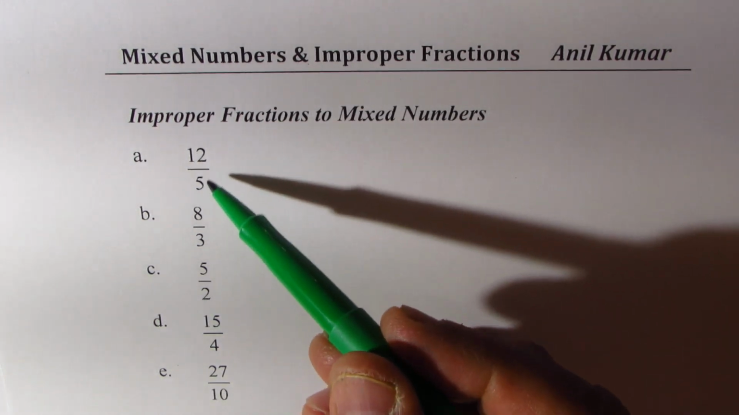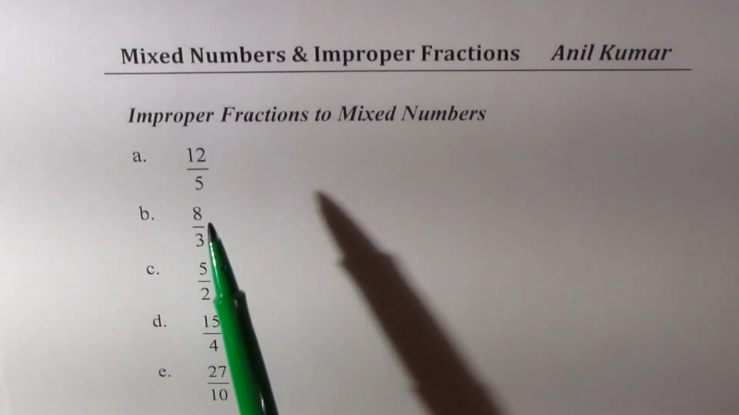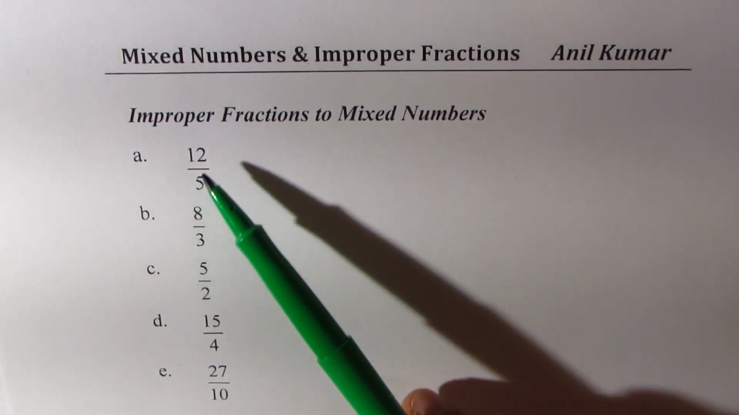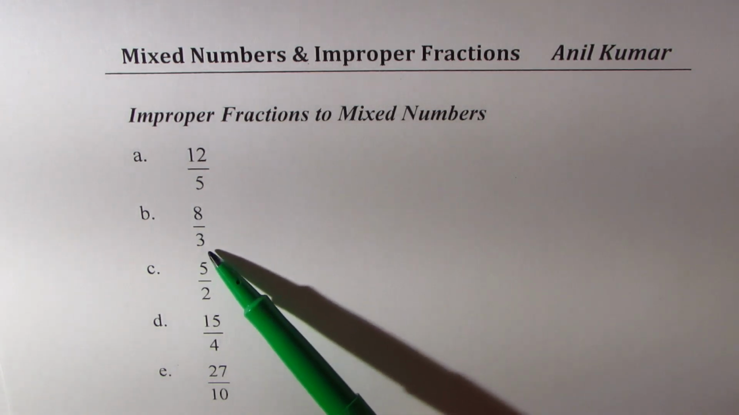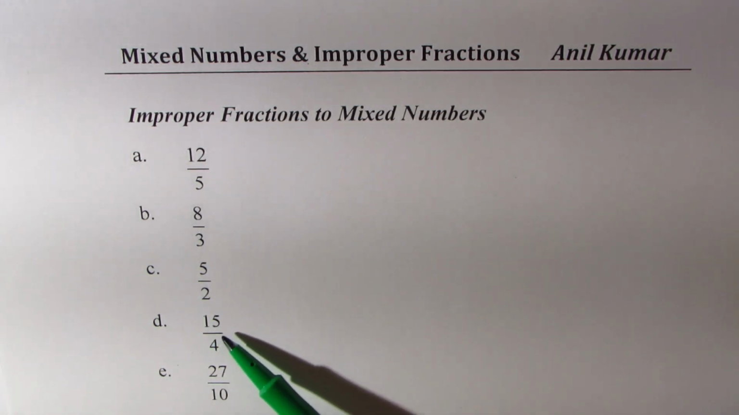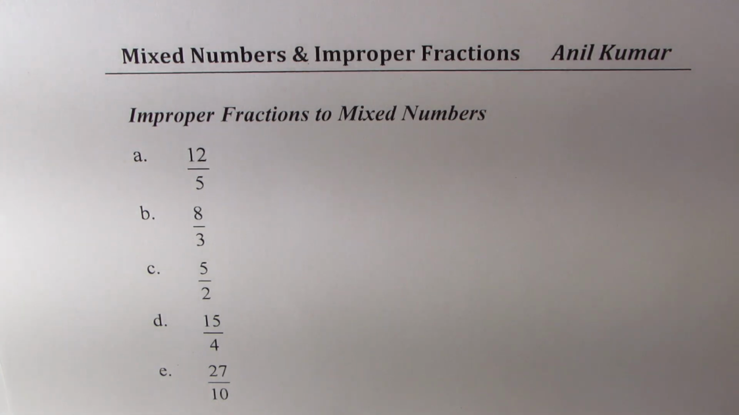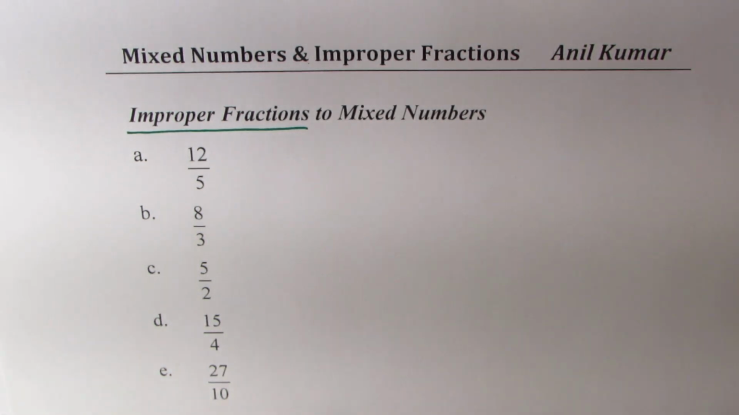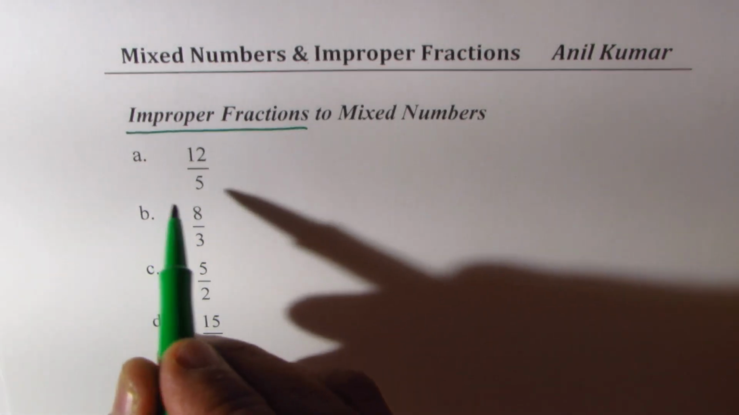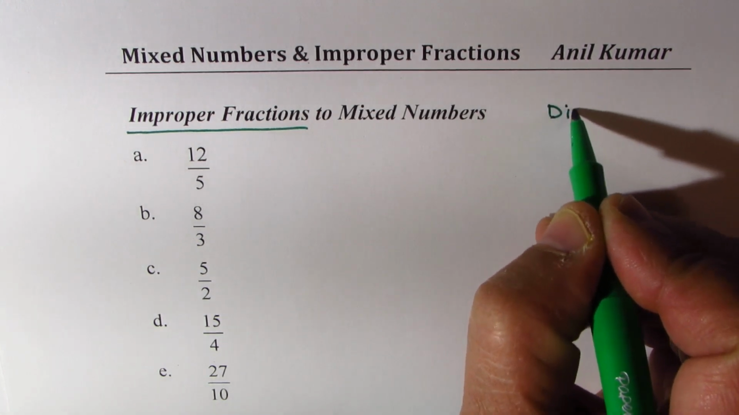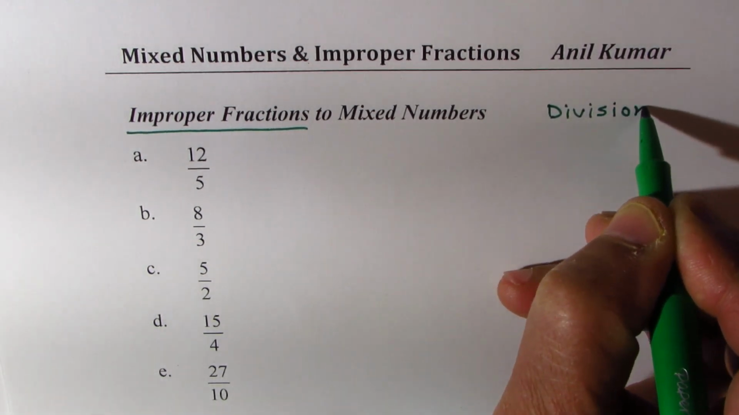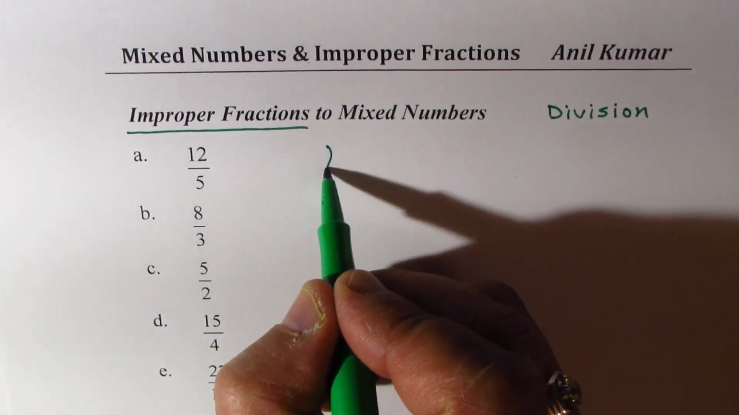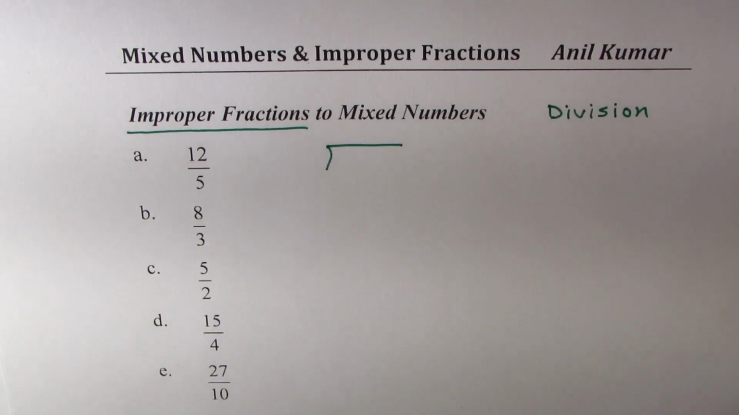Now we have all the improper fractions which we need to convert to mixed numbers. You will find that numerator is more than denominator. 12 is greater than 5, 8 is greater than 3, 5 is greater than 2, 15 is greater than 4, 27 is greater than 10. So all of them are improper fractions, correct? Now we have to write them as mixed fraction. How do we do? We do it by division, right? So the process is division. Earlier it was multiplication, right? Now it is division. So we are going to divide the numerator by the denominator.